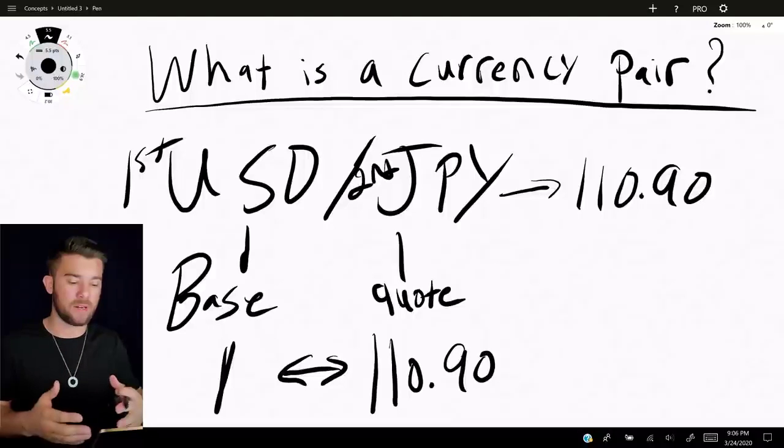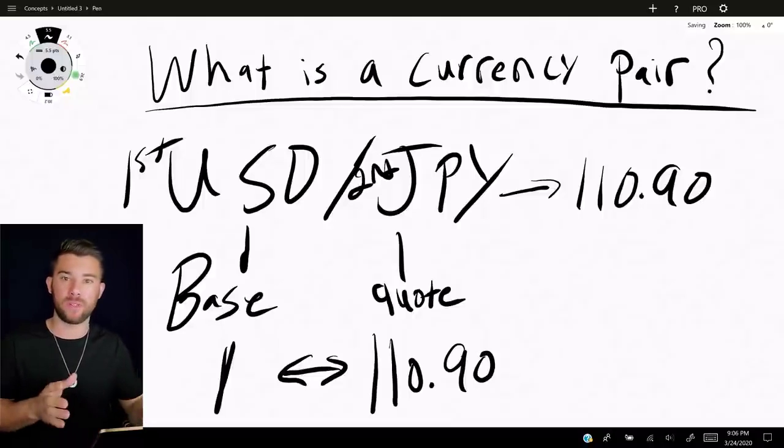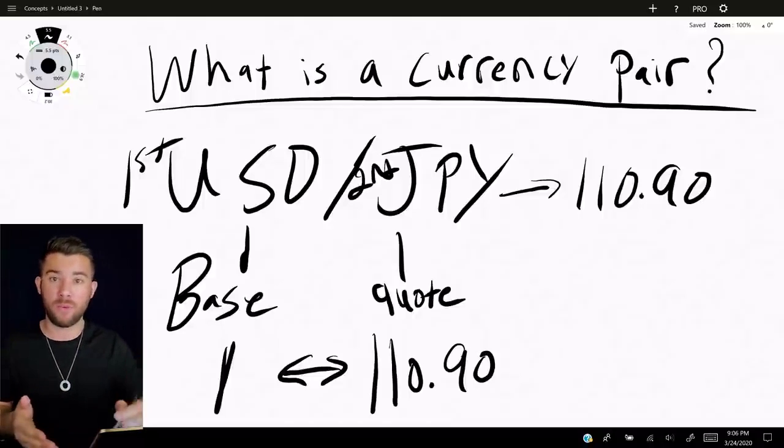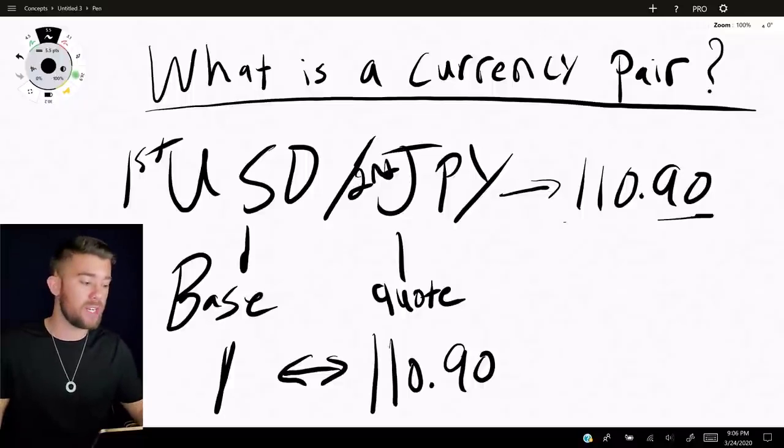So this is a currency pair, and this is how you're always going to look at it. The first pair is always the base pair with a value of 1. The quote pair is what you're seeing as a quote.